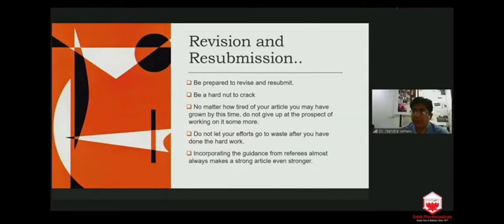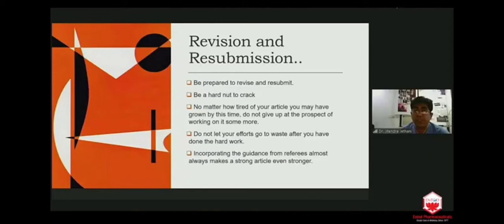You should always be prepared to revise and resubmit. No matter how tired you are of the article, you should not give up at the prospect of giving more time to it. See, you have done the hard work. You have already done a lot of hard work in setting up a protocol, doing a study, writing up the article, choosing the right journal, and submission. You've gone through the references, legends, figures, and whatnot. So you should not let your efforts go to waste.